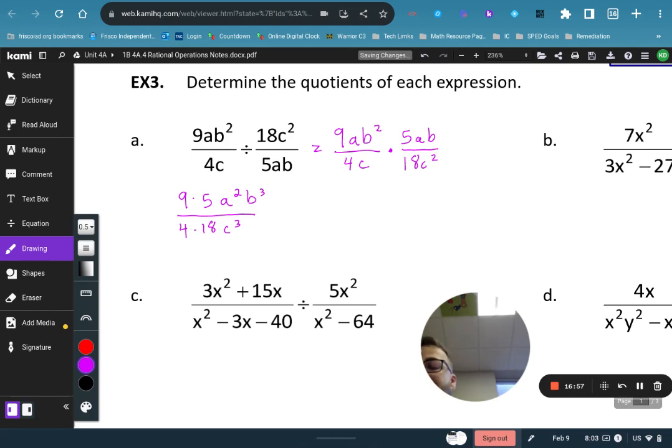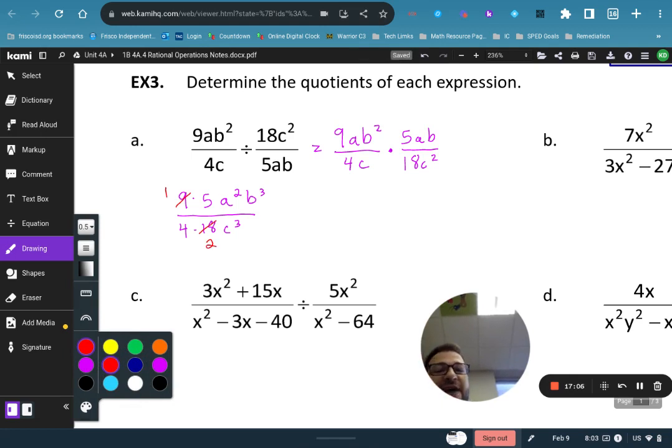So 9 and 18, both divisible by 9, so that would become 1. That would become 2. Then 4, 2, and 5. 4 and 2 would make 8, 5. Neither of those are divisible by the same thing, so I can go ahead and simplify from there. I don't actually have any variables to cancel. I have a squared b cubed in the top, but then I only have c cubed down the bottom, so those aren't going to cancel out at all.